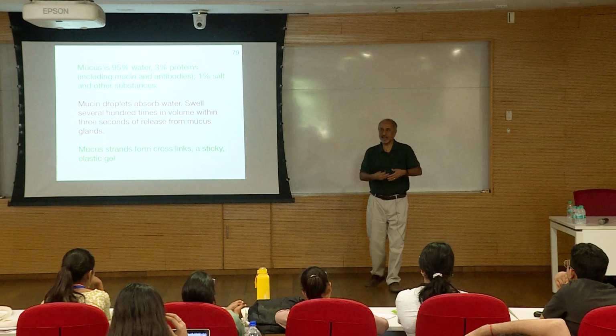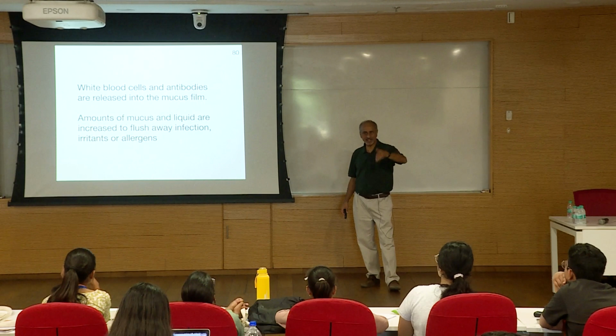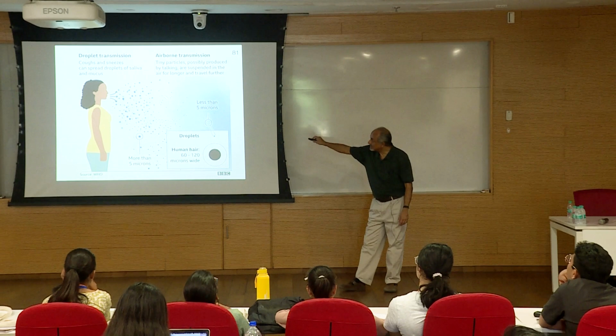White blood cells and antibodies are released by the immune system. This is needed to flush away all the dead parts of stuff that has been broken down. It also carries the virus from person to person when people sneeze or cough, etc. So that comes in these little droplets here.